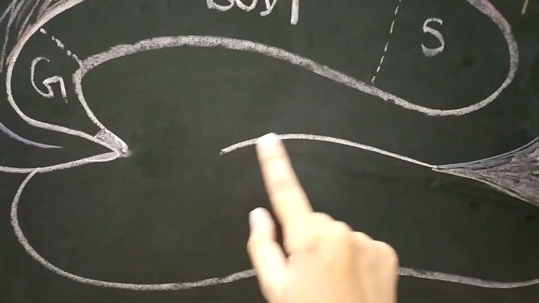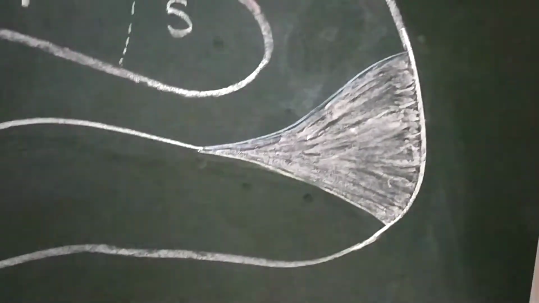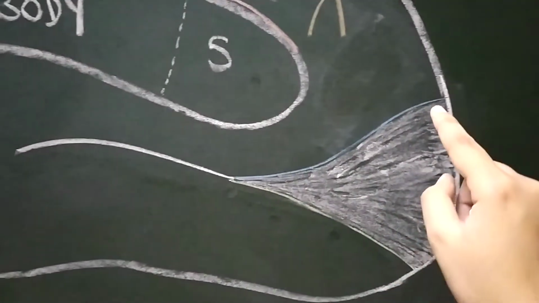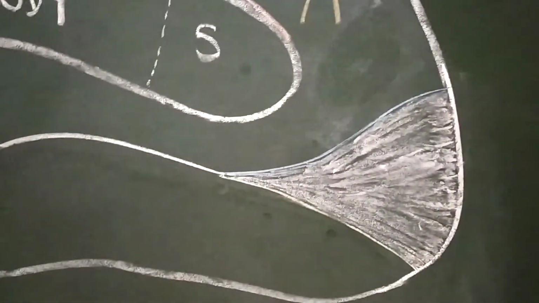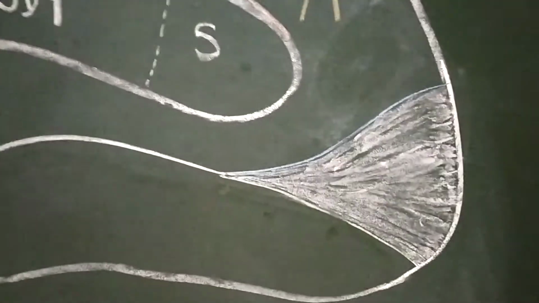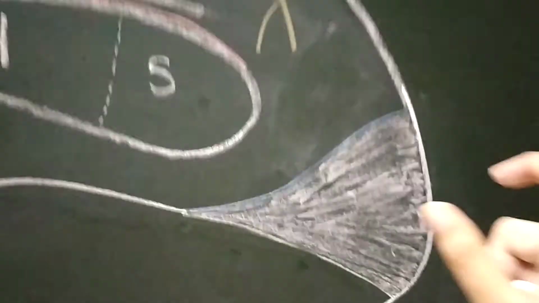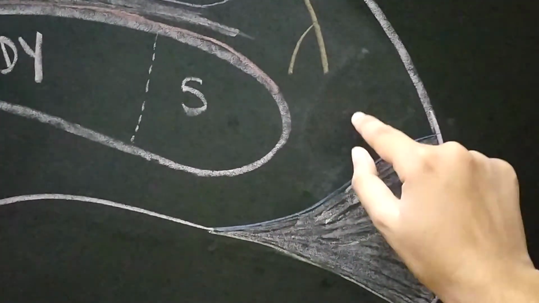This sulcus is the post-calcarine sulcus. Now you can see a triangular region extending between the parieto-occipital sulcus and the post-calcarine sulcus. This triangular region is referred to as the cuneus, and the region above the cuneus is referred to as the precuneus.